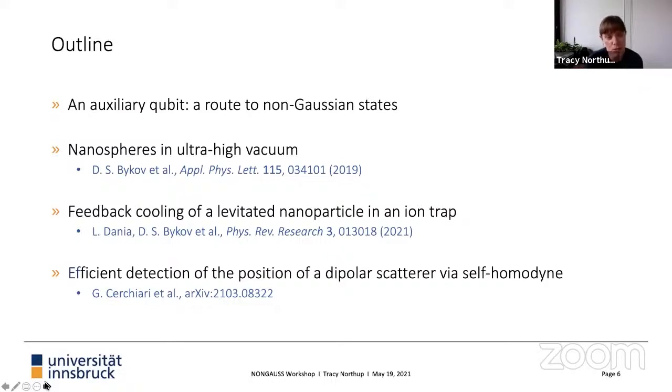And finally, what we've been working on is showing that we can efficiently detect the position in general of a dipole scatterer, here of a nanoparticle, via a method that's known as self-homodyne. This is a method that was actually developed originally for ions here in Innsbruck, and we've now taken it and tried to apply it to nanoparticles. And then I'll try to describe to you how that current state lines us up for future experiments that we hope will be in the quantum regime.